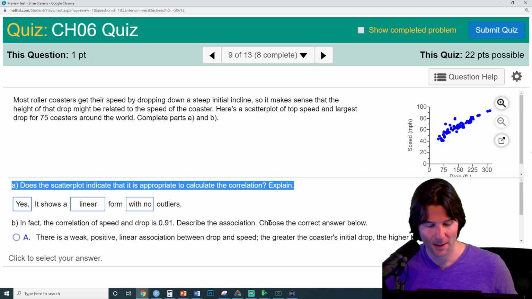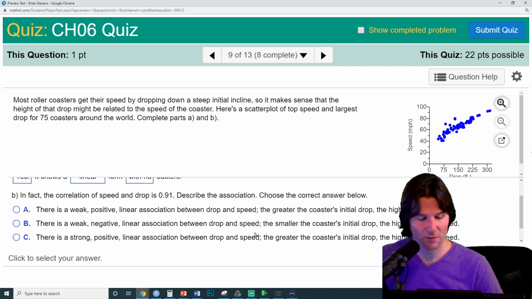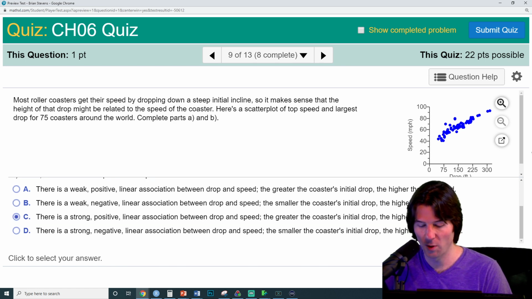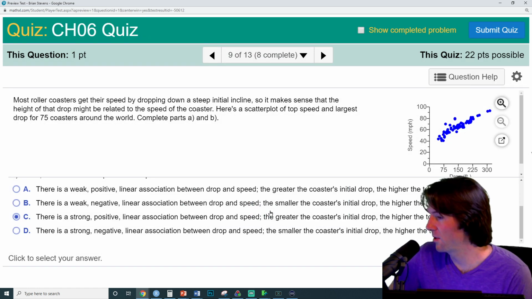Brian had his fun. Okay. In fact, the correlation of speed in this is 0.91. Does describe the association. Choose. This is a, oh, it's got to be strong. Strong positive. Boom. We got it. Does that make sense on this one?